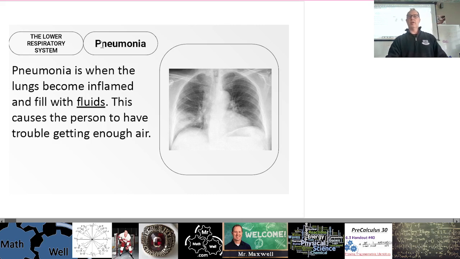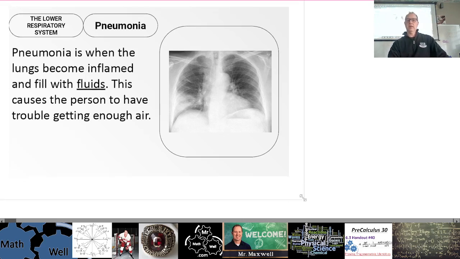Pneumonia. Did you know that pneumonia was spelt with a P? Did you guys know that? Pneuma is Greek, I think, for spirit or life or breath. So pneuma, I believe that's right. Pneumonia. Yeah, it's air, breath kind of thing, I guess. But pneumonia is when the lungs become inflamed and filled with fluid. This causes a person to have trouble getting enough air.